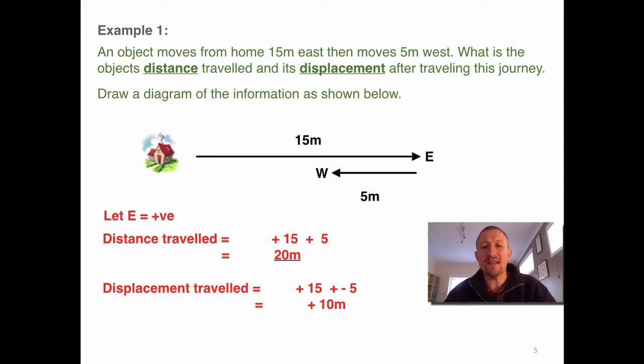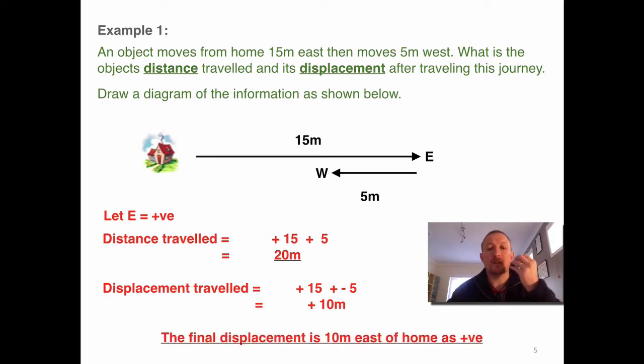So we end up, and if you remember from your maths, a positive and a negative joined together is the same as a negative. So it's 15 minus 5 equals 10 meters. So what does that mean with respect to displacement? The displacement was that we were 10 meters east of home because that value is a positive. Okay, so we were 10 meters east of home when we finished. Hope that makes sense. Let's do another one.